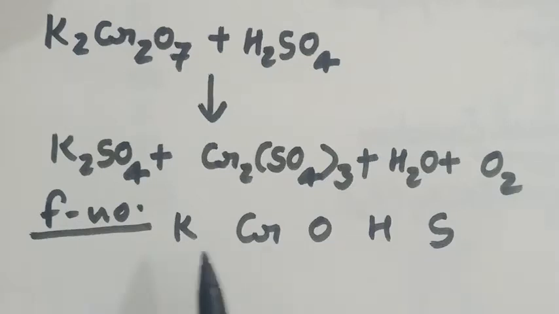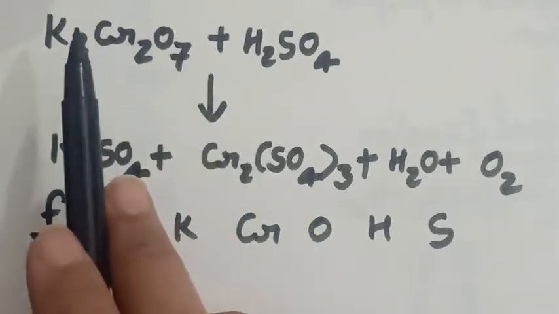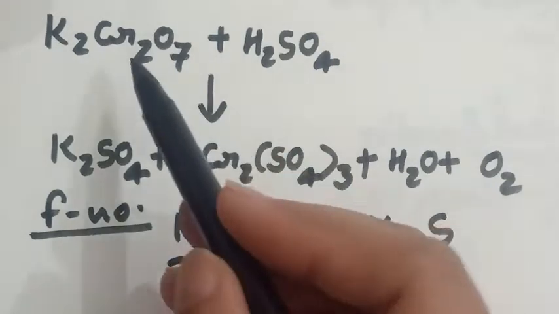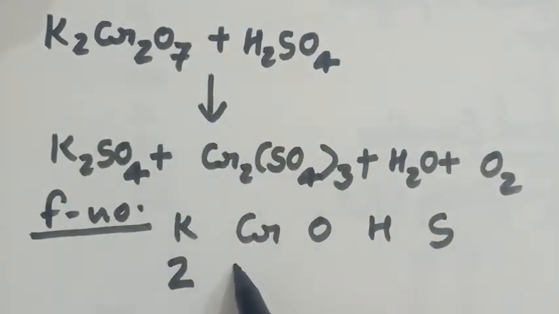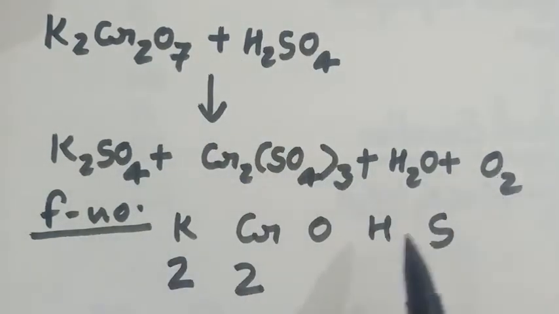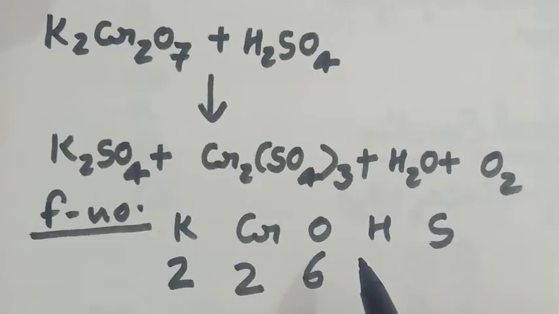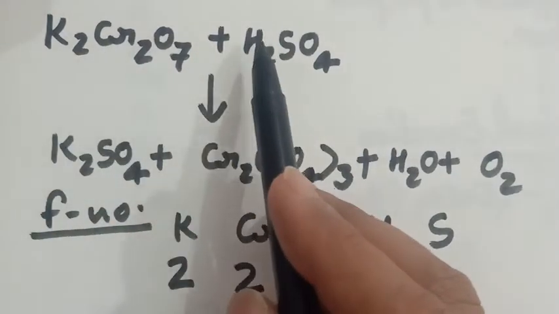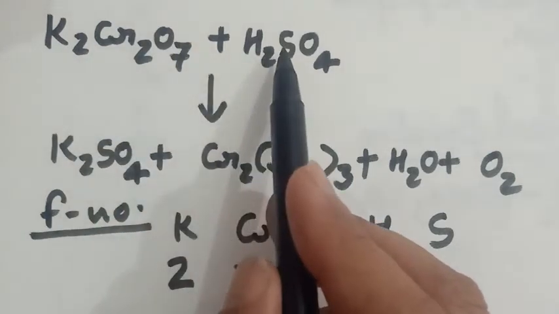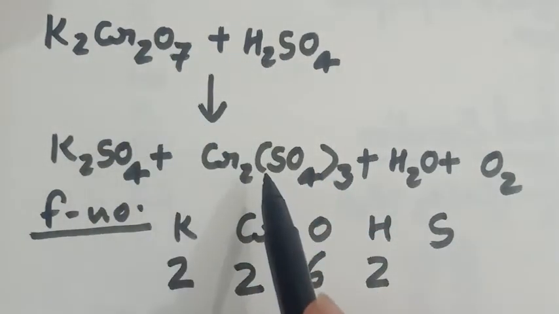How many times does potassium occur in a particular reaction? 1, 2. Chromium 1, 2. Oxygen 1, 2, 3, 4, 5, 6. Hydrogen 1, 2. Sulfur 1, 2, 3.